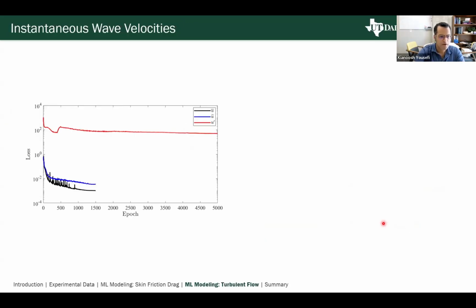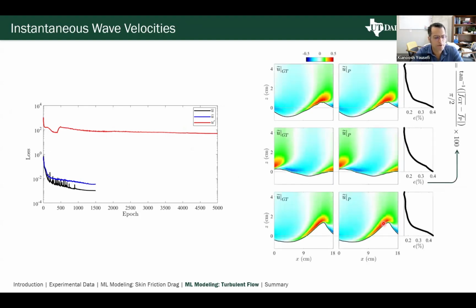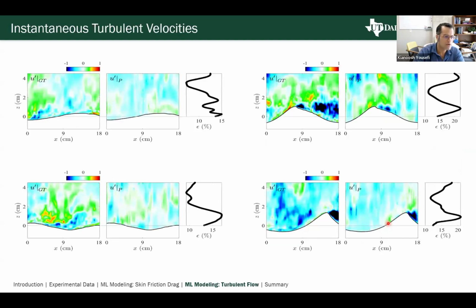So here is the convergence history of my training again, and here are three different examples of the wave-induced velocities. As expected, these are predicted very accurately by the model. On the first column, you see the ground truth experimental data. The second column shows the predicted one, and the last column shows the L1 norm. So it's less than 0.5% error. That's fantastic. But now let's look at the turbulence.